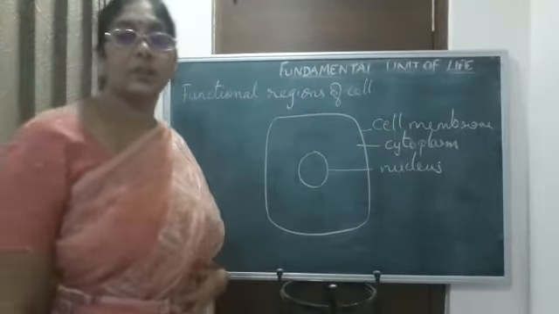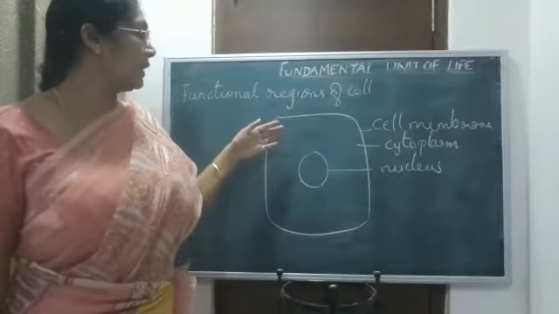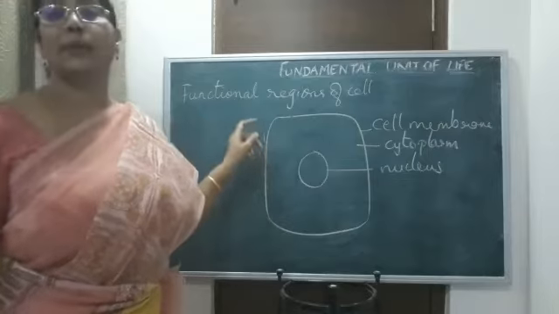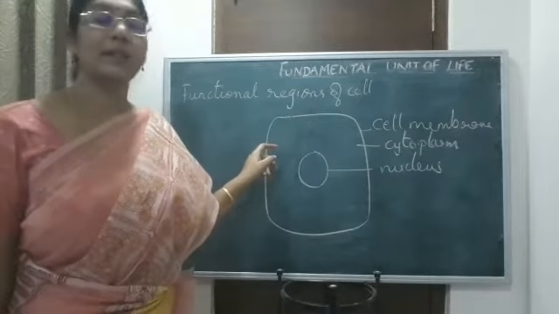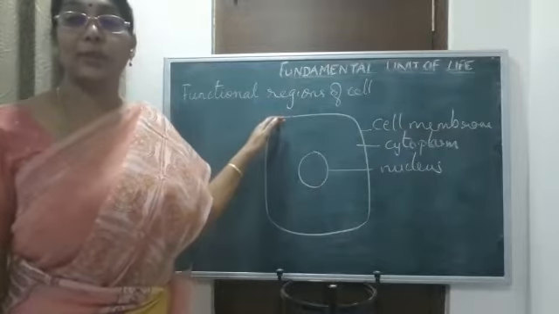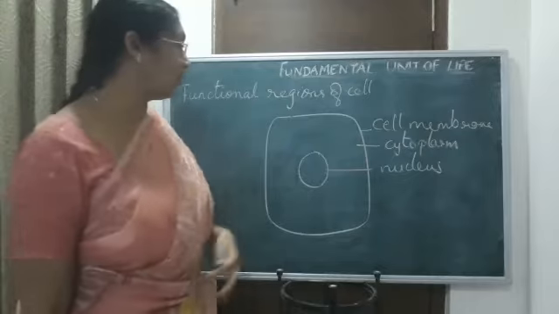What are the three functional regions of the cell? The three main functional regions of the cell are the cell membrane, which is the outermost membrane. This cell membrane is present in both plant and animal cells. A plant cell, in addition to the cell membrane, also has a cell wall outside the cell membrane.